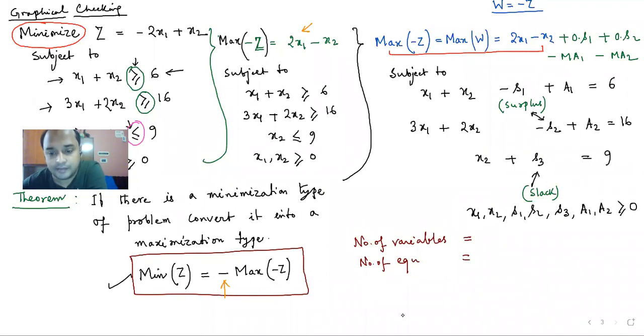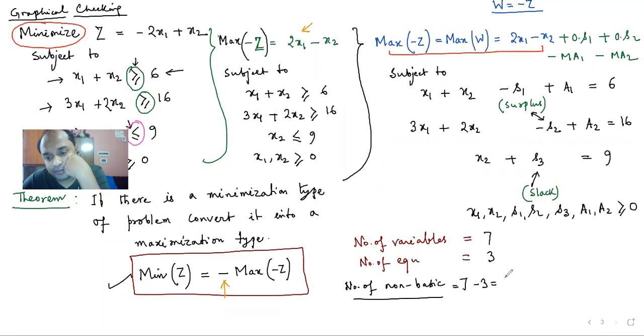So it will be 7 then. How many equations? 3, sir. So number of non-basic variables is 7 minus 3 equal to 4.